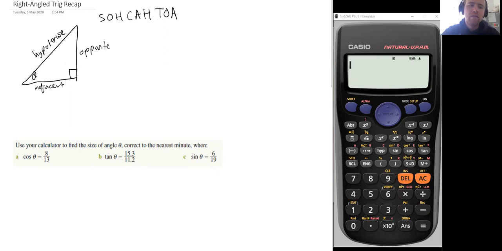So we have here a triangle, and it has a right angle as indicated by that square in the corner. And we have an angle here called theta. Now it's just a Greek letter that's often used to represent an angle. And the first thing that we need to remember is the relationship of the sides to that angle.